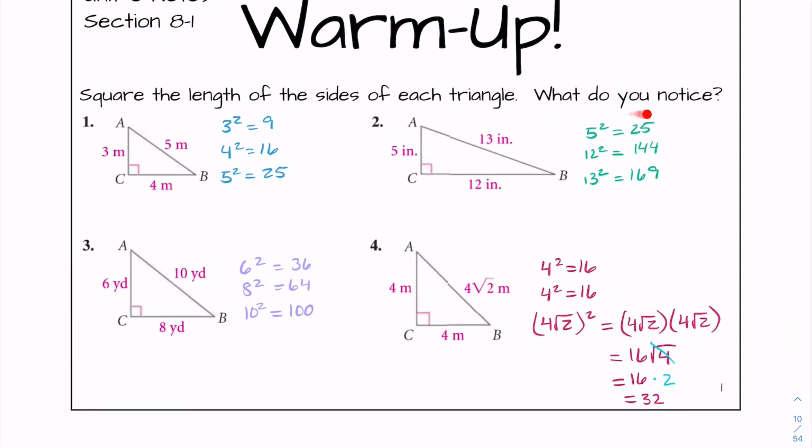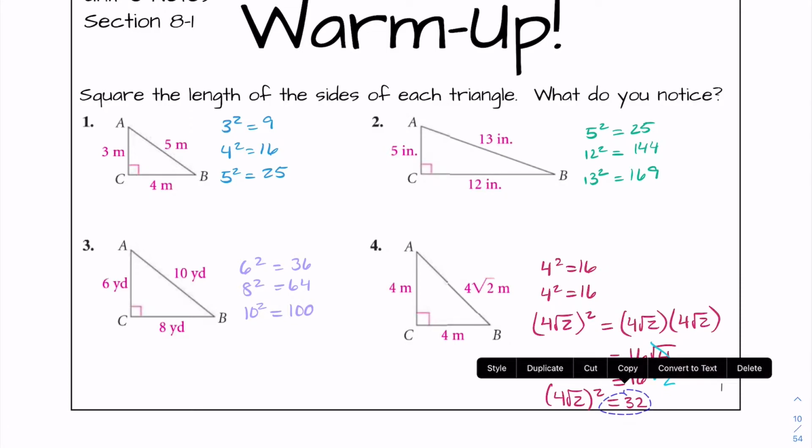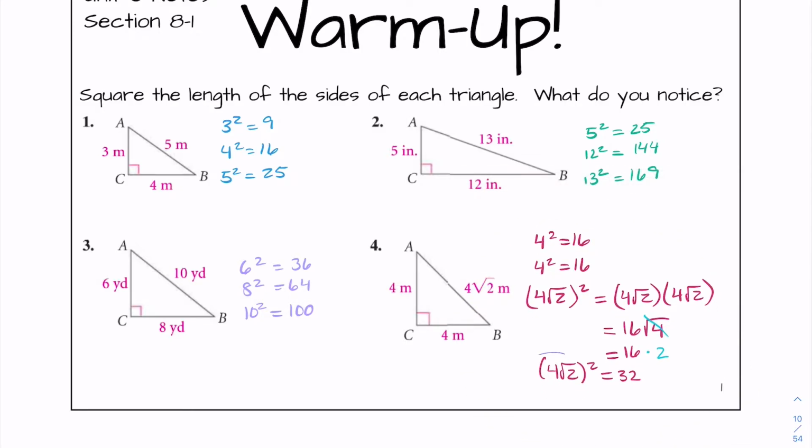What do we notice about all of these scenarios? Well, how do 9, 16, and 25 relate? How do 36, 64, 100 relate? How do 25, 144, and 169 relate? How do 16, here I'm going to, yeah, so 4 square roots of 2 squared. And how does 16, 16, and 32 line up here?